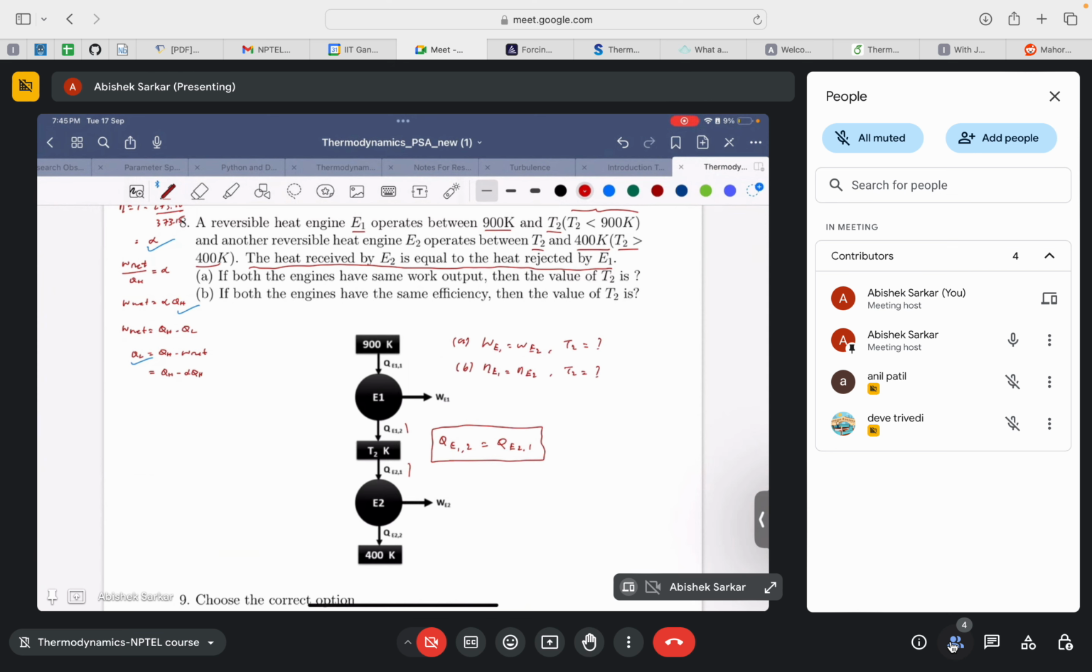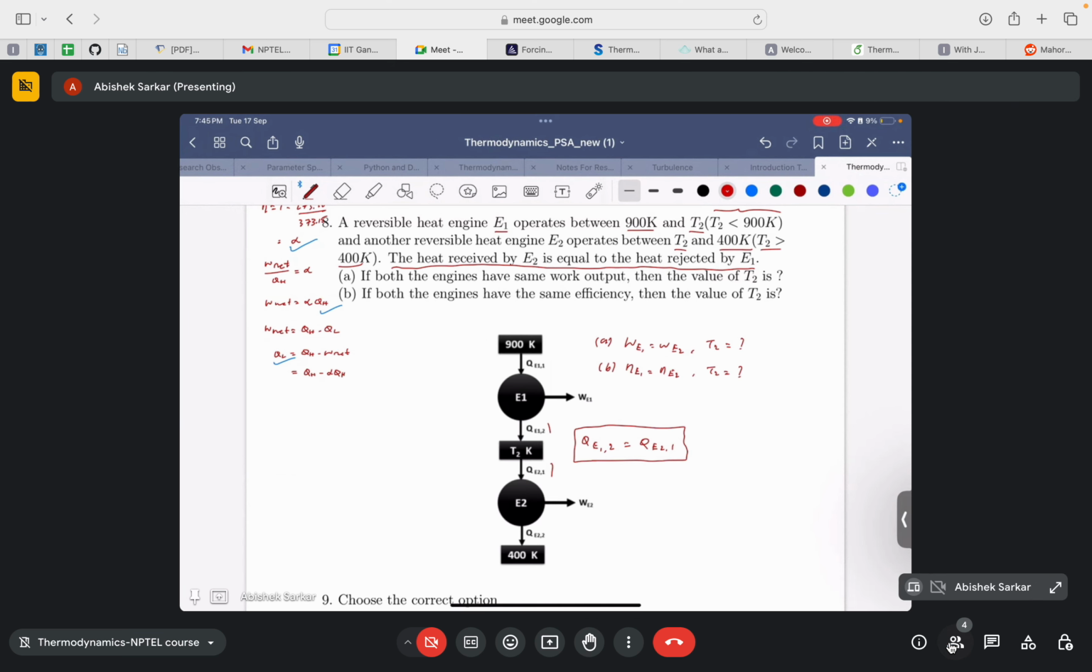So basically, two heat engines are operating in tandem. So the heat rejected from E1 is used as an input for the second heat engine E2. Both are emitting work WE1 and WE2 respectively, and they are operating at a temperature range of 900 to T2 for the first heat engine and T2 to 400 Kelvin for the second heat engine. So T2 lies between 900 and 400 Kelvin.